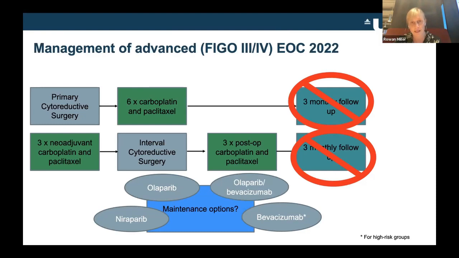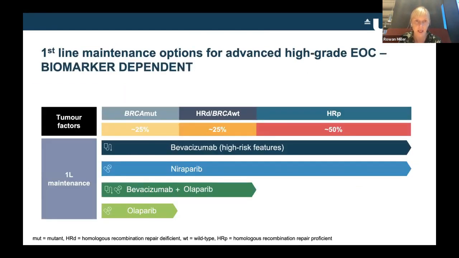So these are all approved, they're all licensed, and they're all available either by the Cancer Drugs Fund or equivalent in Scotland. And then more recently, I include rucaparib, which is a third PARP inhibitor. There's positive data supporting its use, but it doesn't yet have a license. That's relatively recent data. And how do we decide what we give our patients?